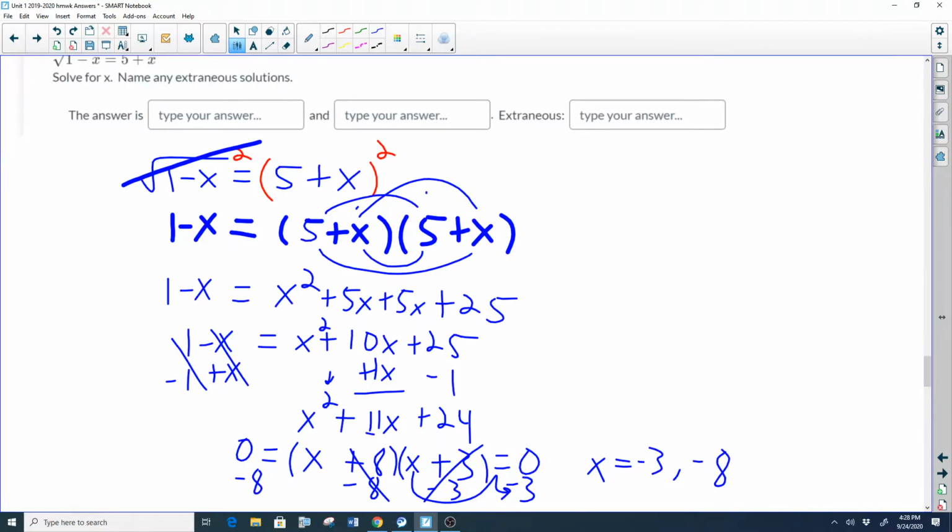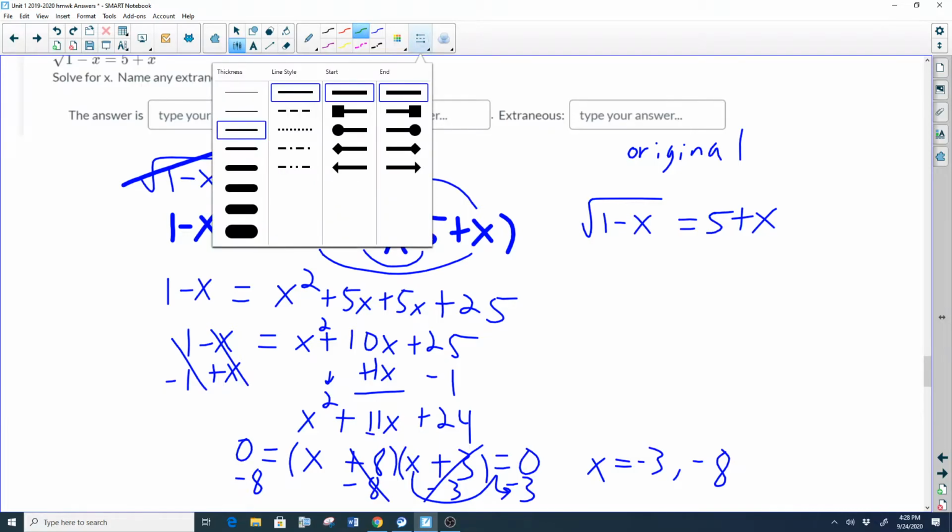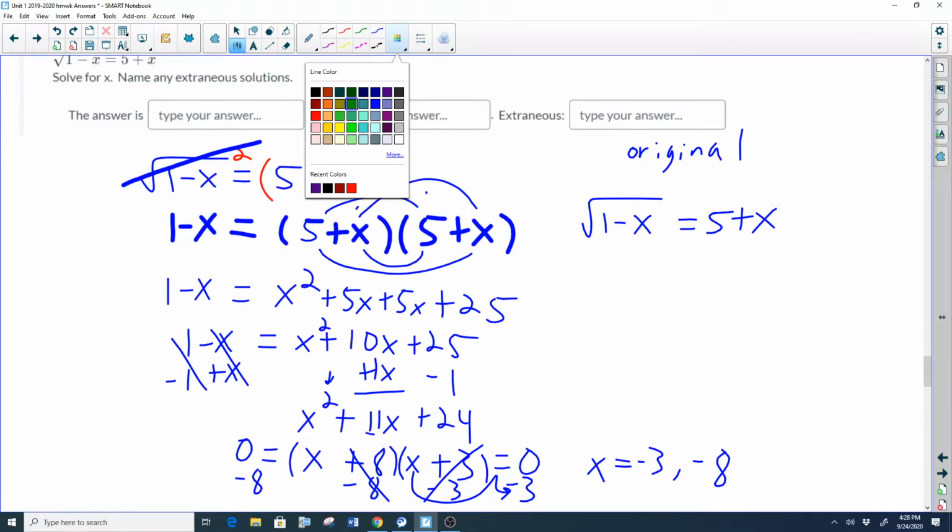Okay, so now we want to plug it back into the original. I have a sneaky suspicion that one of these is probably extraneous. Remember, you've got to plug it back into the original. Okay, so square root of 1 minus x equals 5 plus x. Good, good, good. So now let's use a different color. Kermit the Frog here. And Piggy.